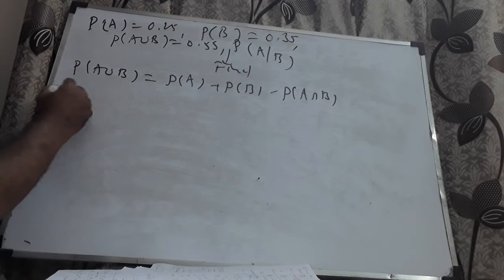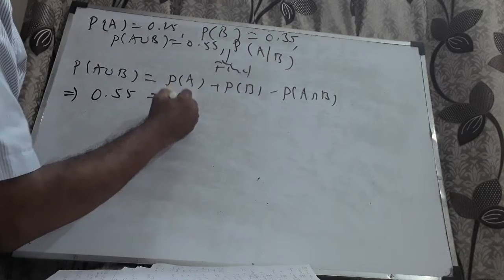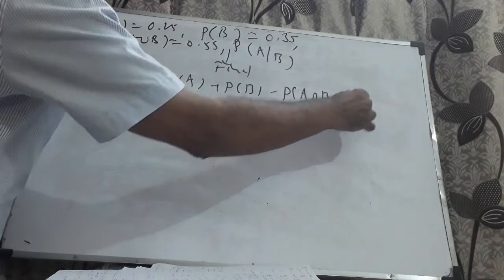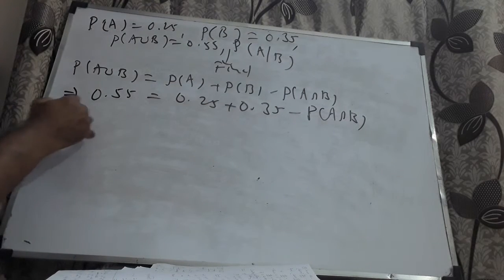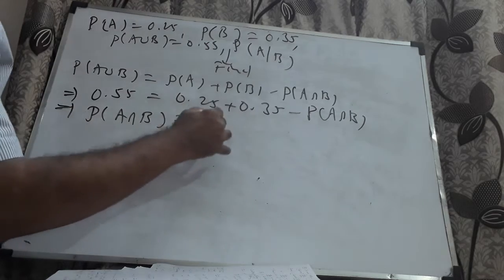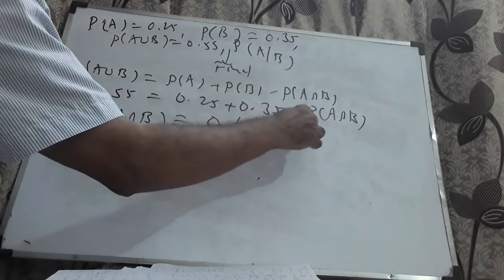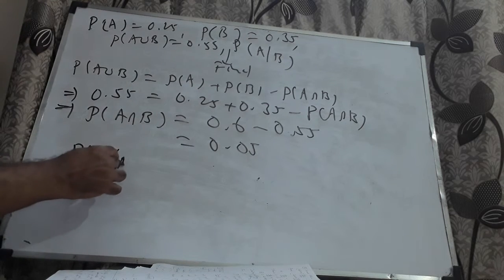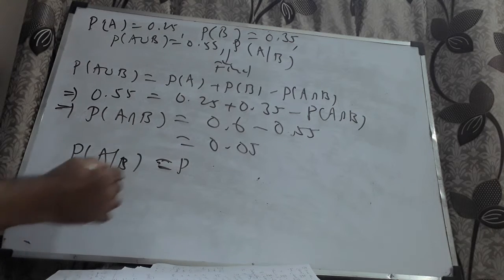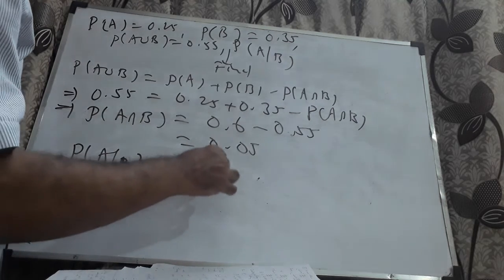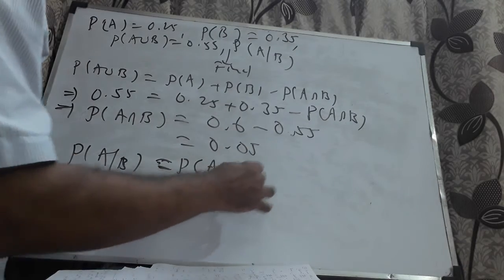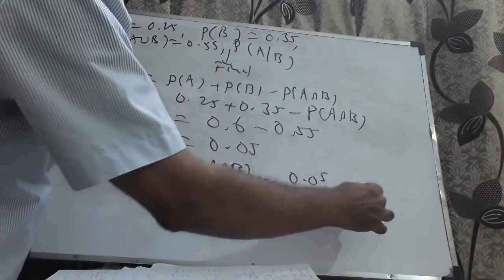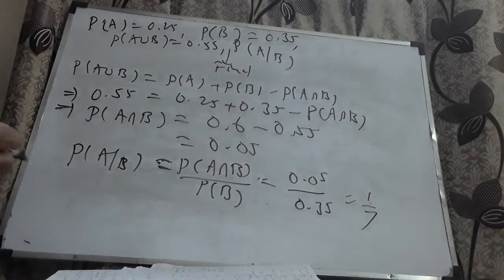Now here, 0.55 is equal to 0.25 plus 0.35 minus P of A intersection B, which will automatically imply P of A intersection B is 0.6 minus 0.55, which is 0.05. Now P of A by B, by definition, is the conditional probability of A provided B has already occurred. P of A intersection B by P of B, so 0.05 by 0.35, which gets reduced to 1 by 7.